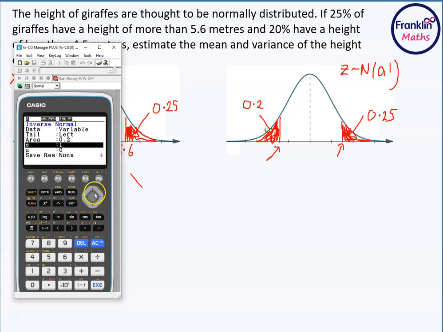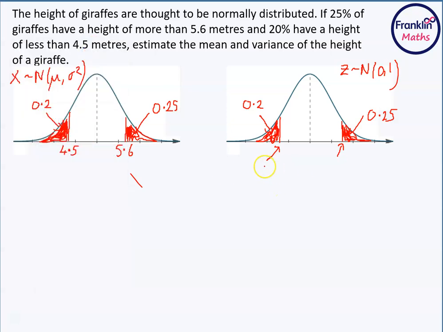Okay, and after that we're going to do the right hand tail over here. So change that to right. The area is slightly different, and that comes out as 0.6745 to 4 SF. So I'm going to work on that now. Okay, so the left hand tail there was minus 0.8416, and this one here was 0.6745, and that tells you how many standard deviations away it is from the mean.